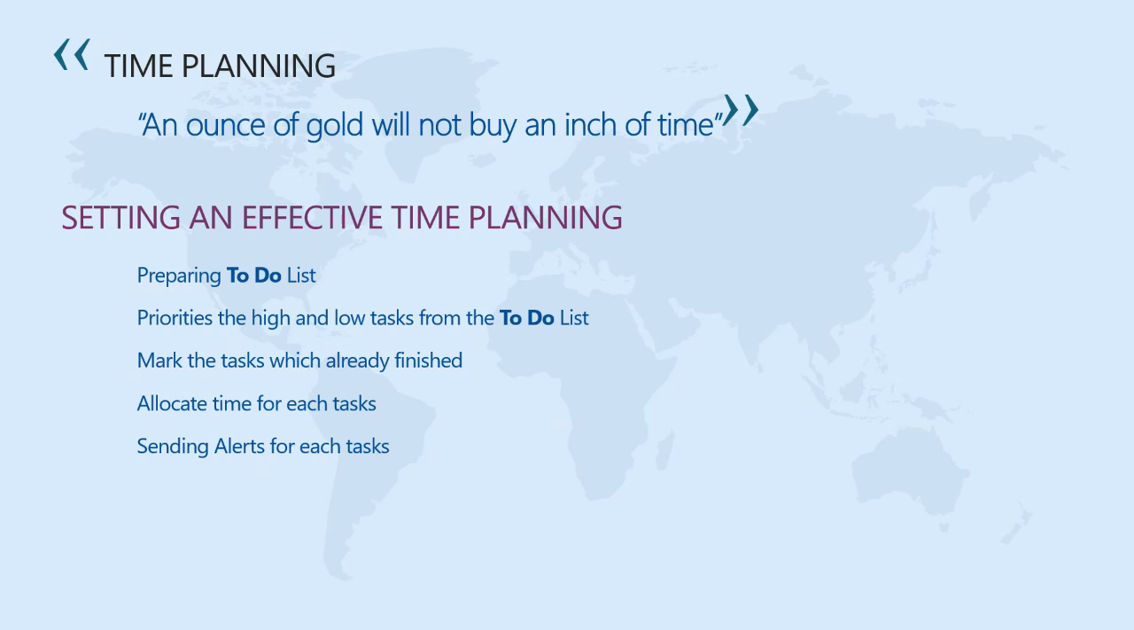Then prioritizing the list is the second goal, whether the task is important or can be done later. Mark the list once it is finished and which are still not started yet. Allocating time for each task helps me to easily find the free slots in a day or week.